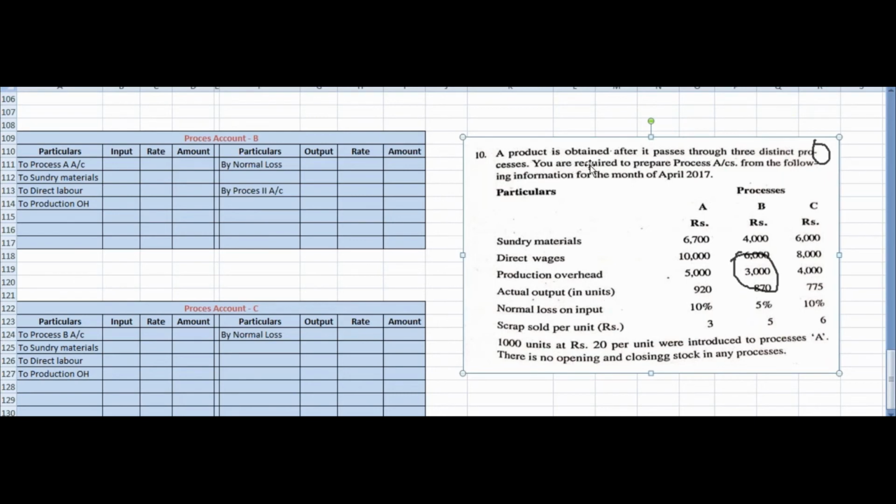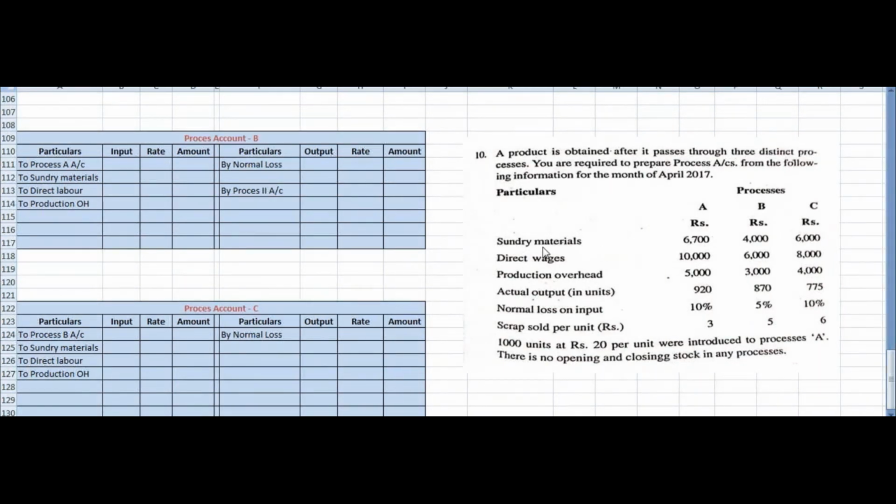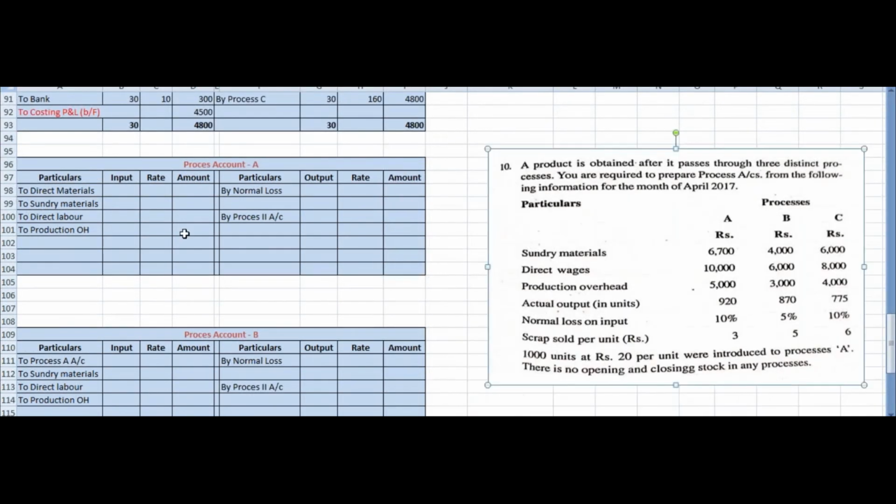A product is obtained after it passes through three distinct processes. You are required to prepare process accounts from the following information for the month of April 2017. Sundry materials, wages, production overhead, actual output, normal loss, scrap sold. Always you have to read the entire question first once. Then 1000 units at 20 rupees per unit were introduced to process A. Now tell me where to write this 1000 units and 20 in process A.